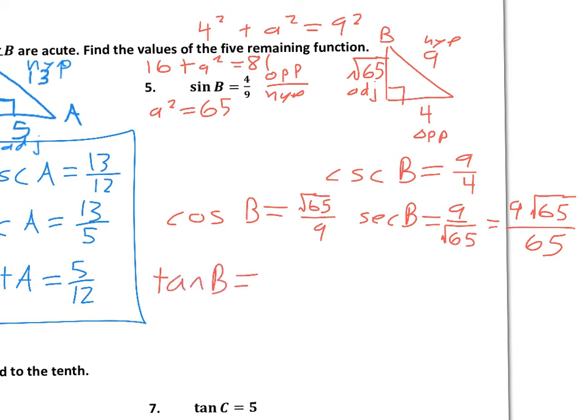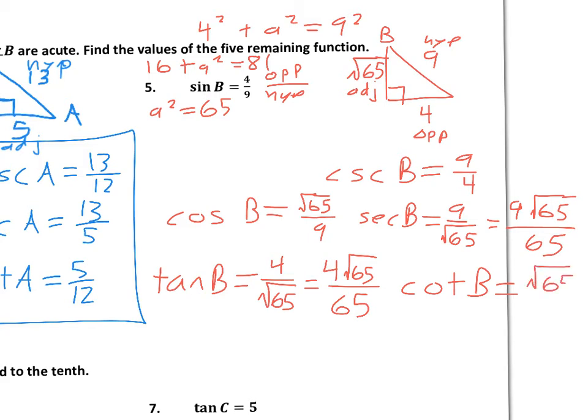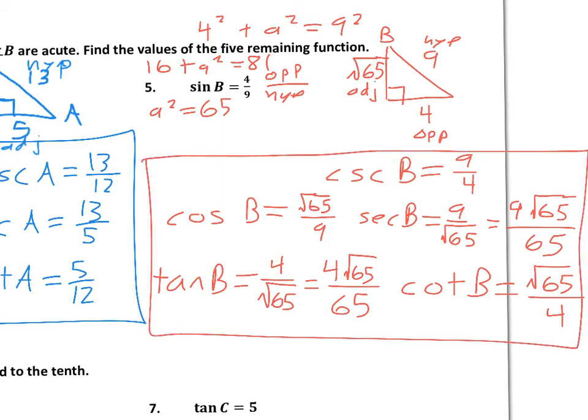Tangent of B is opposite over adjacent. Not allowed to leave a radical on the bottom, so we multiply the top by radical 65, and the same thing on the bottom. Alright, flipping that. Flip the first fraction, and you get rad 65 over 4. Alright, so those are the 5 answers. We don't need sine, because that one was given.